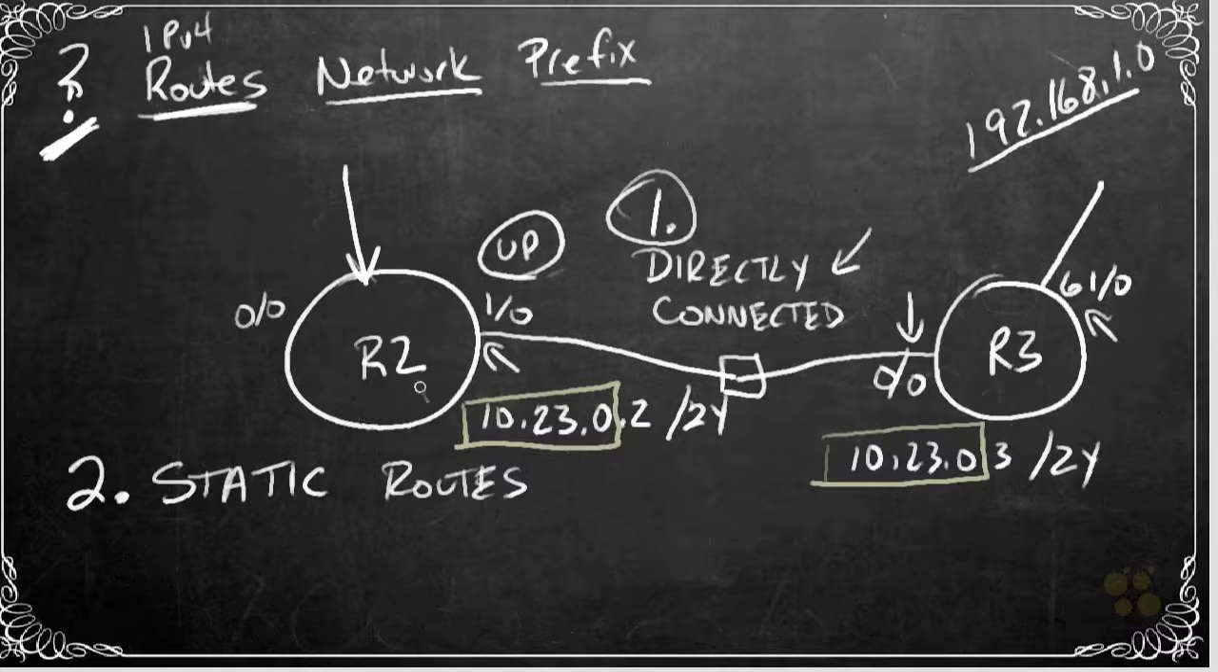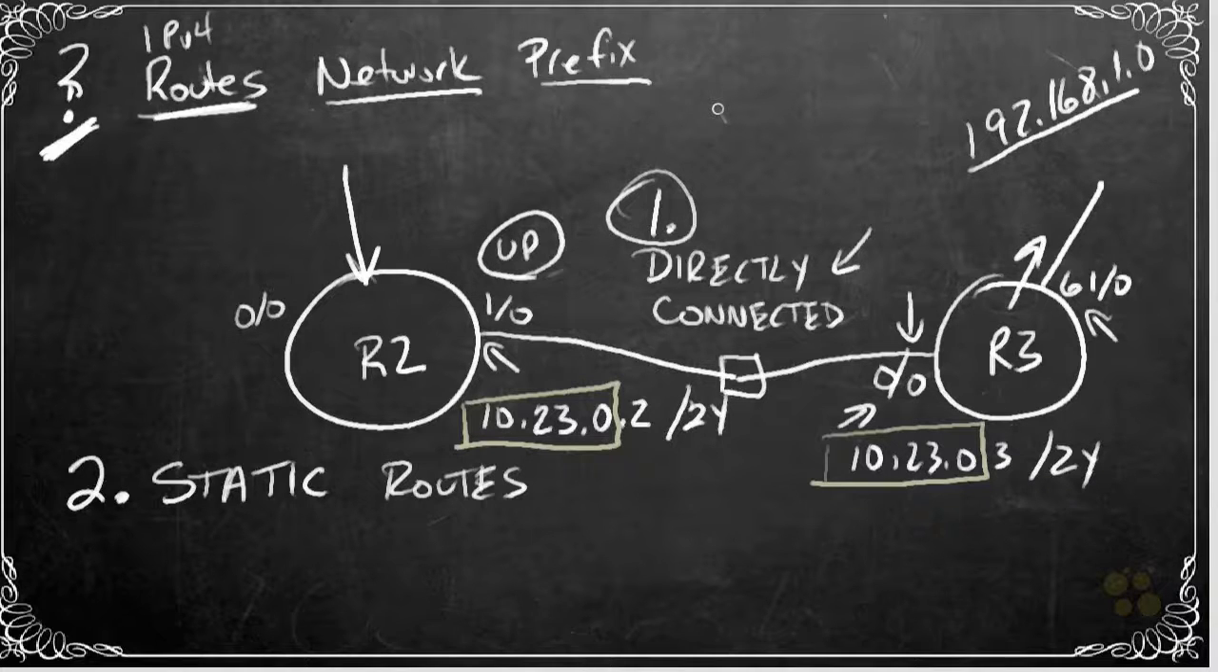So an example of a static route on R2 would be to get to 192.168.1.0, the next hop that R2 should use would be 10.23.0.3, which is R3's interface. So once that frame is then sent over to R3, R3 would de-encapsulate that, look at the destination IP address, and then continue making a forwarding decision as best it could.